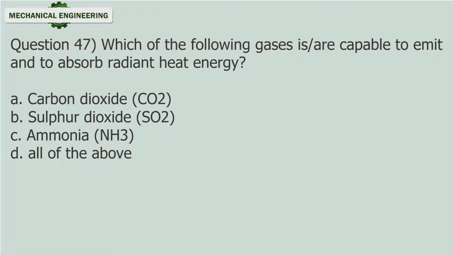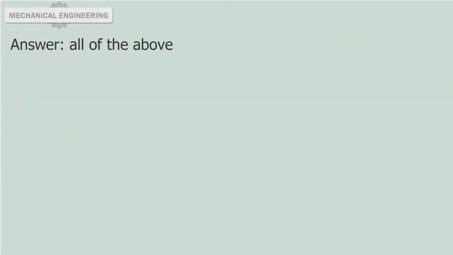Question 47. Which of the following gases are capable to emit and to absorb radiant heat energy? A. Carbon dioxide CO2. B. Sulfur dioxide SO2. C. Ammonia NH3. D. All of the above. Answer: all of the above.